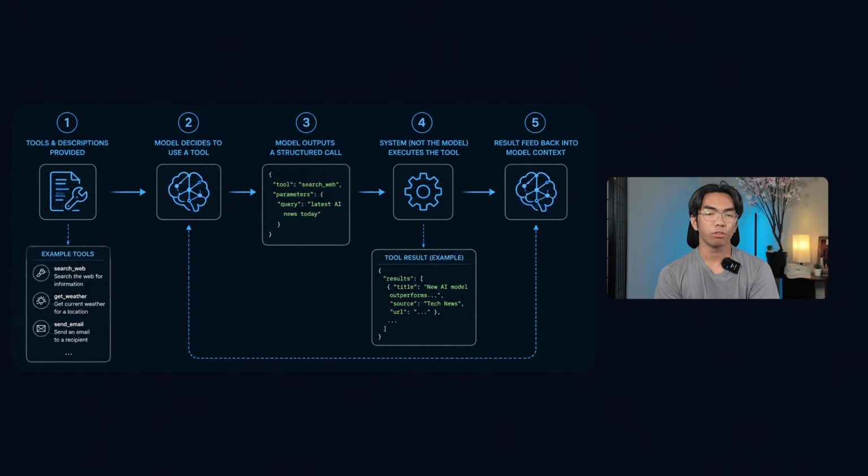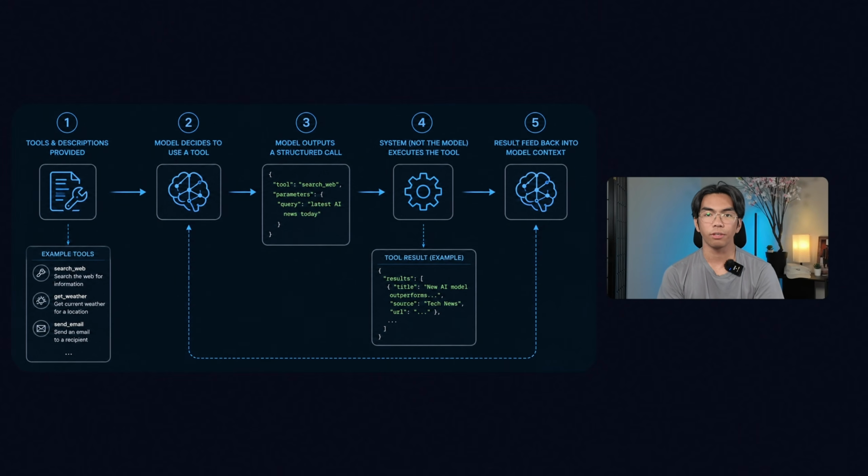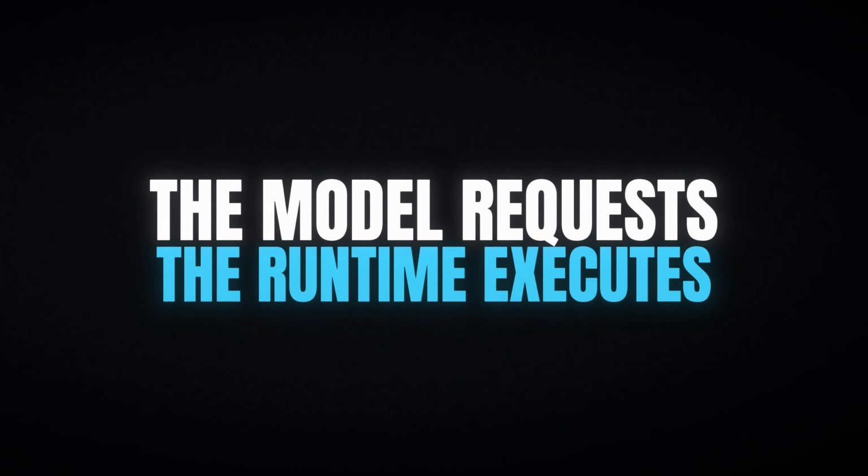Now, here's how tool use actually works under the hood. And there's a crucial detail here. The model is given a list of available tools and their descriptions. When the model decides a tool is the next step, it outputs a structured call, a tool name, and some parameters. And then, this is the part: the system executes the tool, not the model. The result comes back, gets fed into the model's context, and the model continues. The model never directly executes anything. It only requests execution. Let me say that again, because it's one of the most important safety facts in this entire field. The model requests, the runtime executes.